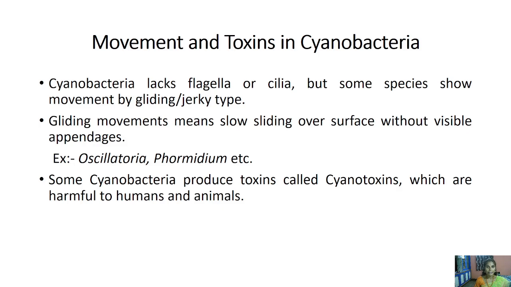Then move on to the movement and toxins in cyanobacteria. Cyanobacteria, as I already mentioned, lack locomotory organs like flagella or cilia. Even so, some species show movement by gliding or jerky type. Gliding movement is nothing but slow sliding over the surface without visible appendages. Examples of cyanobacteria showing gliding movement include Oscillatoria as well as Phormidium. Some cyanobacteria living in aquatic habitats produce toxins called cyanotoxins, which are harmful to humans as well as animals too.